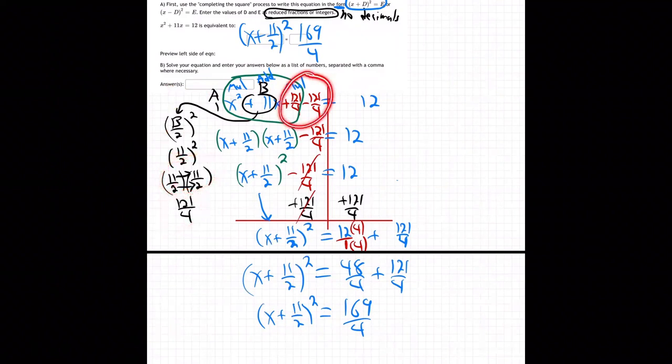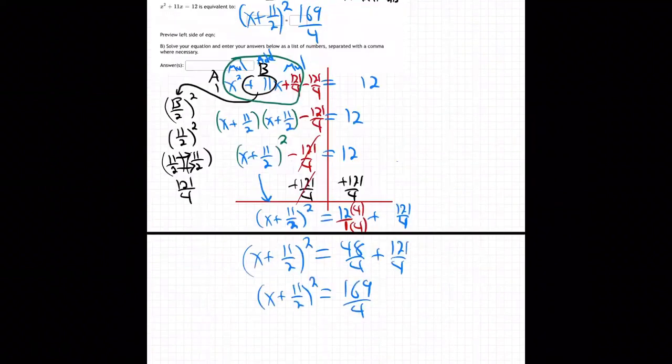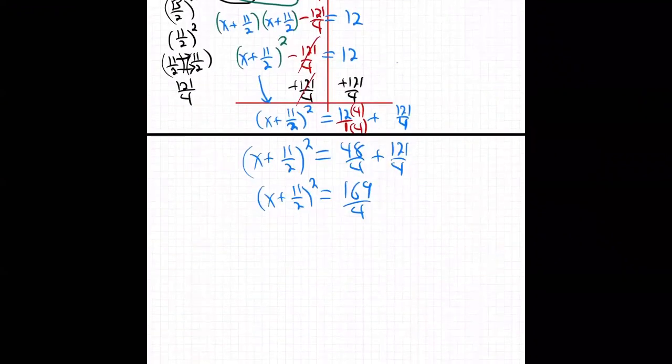And then you add and subtract the 121 over 4, so you're not changing anything. Then the first 3 factor. And then we do the rest to get parentheses alone. Okay, now in part B, then they say, now use that, now solve it. Now solve.